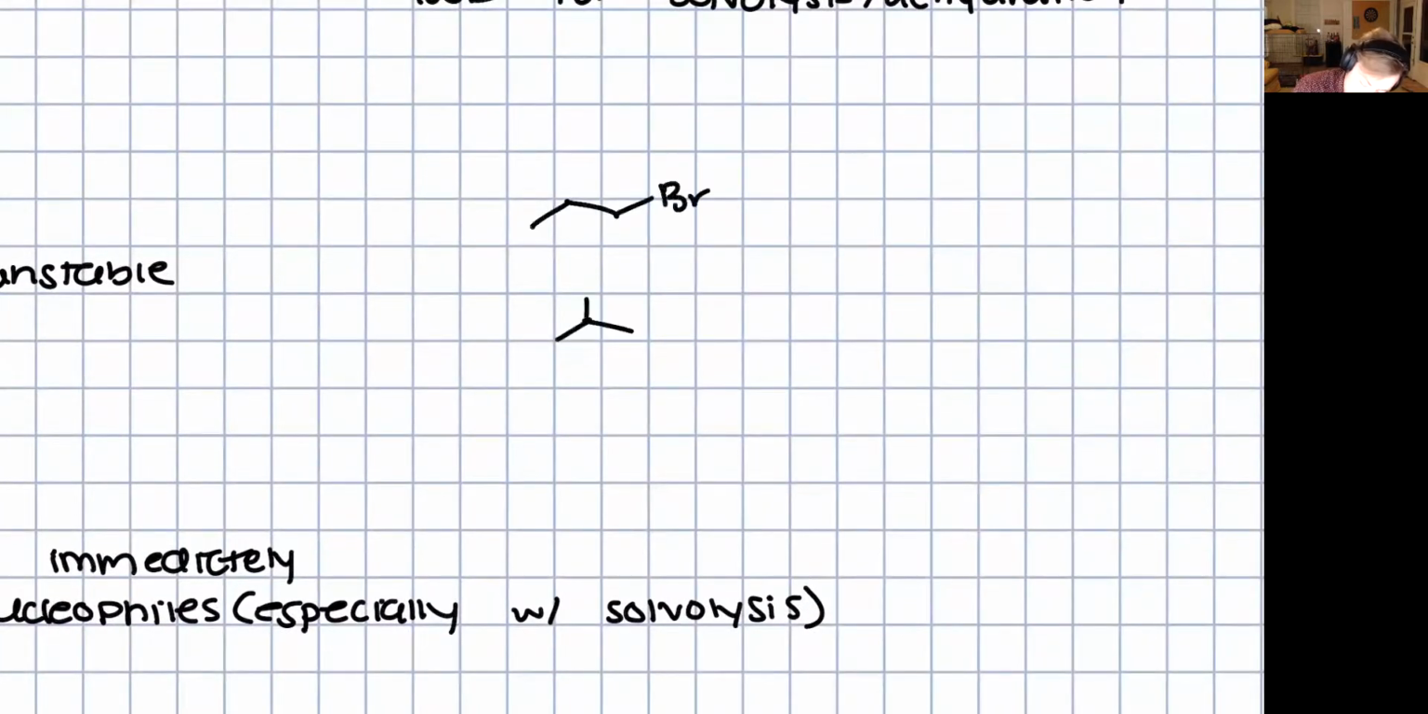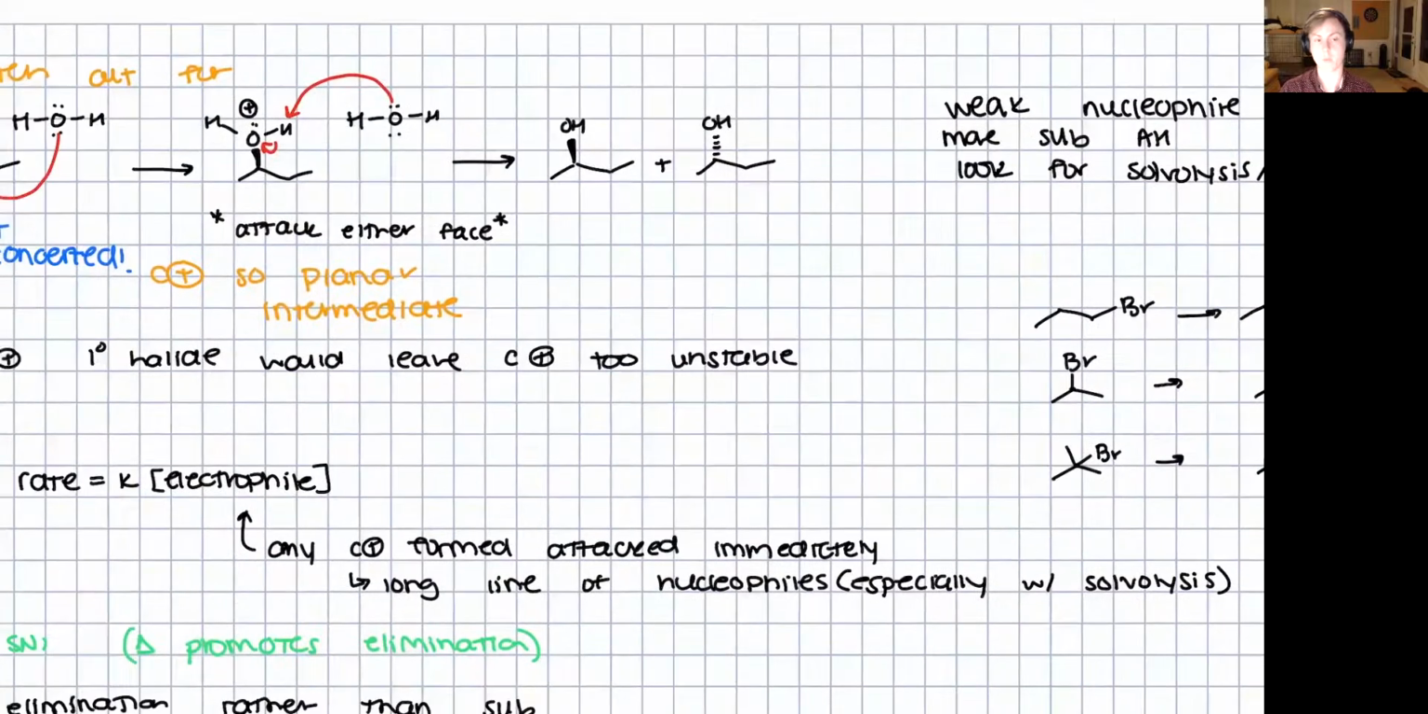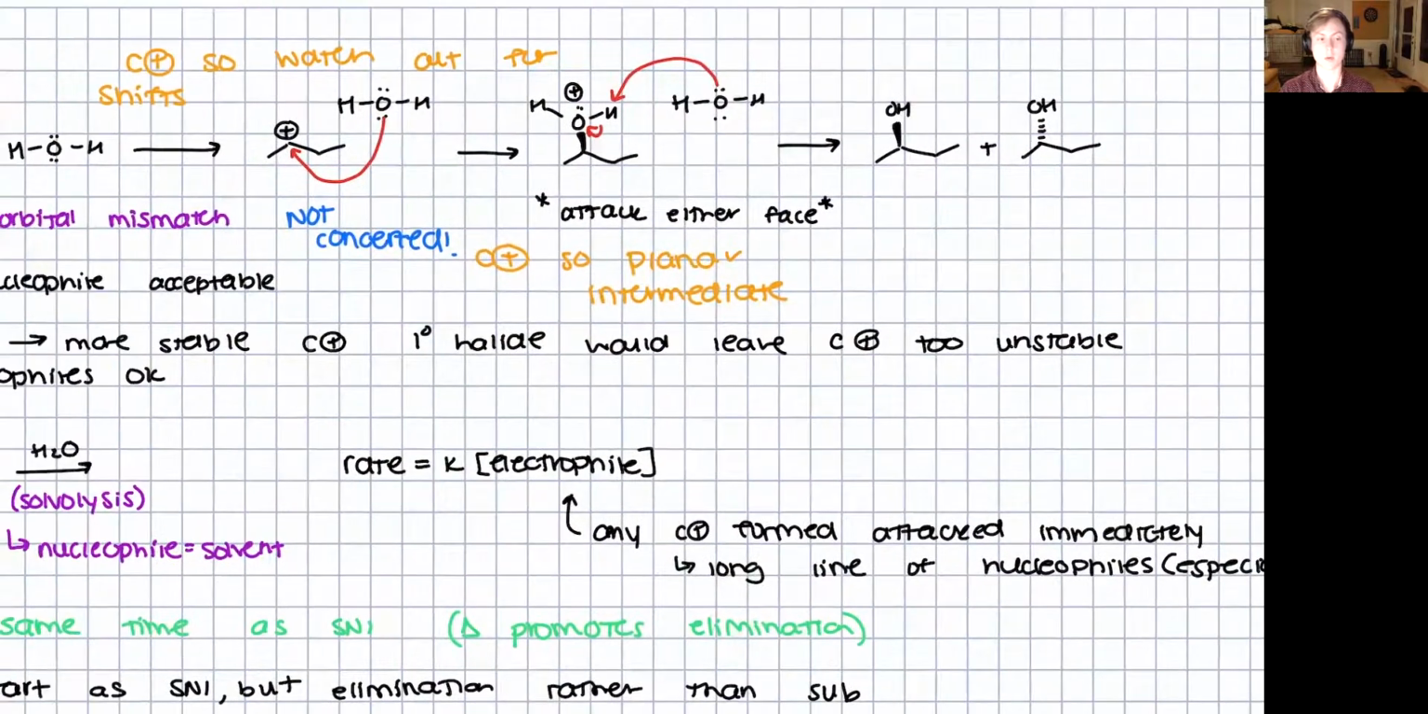If we look at all of these, once the bromine leaves, we form the carbocation, and the more substituted the carbocation, the more stable. If we have a tertiary alkyl halide, it leaves a tertiary carbocation, which is more stable than a primary carbocation. And so that's why we prefer the more substituted alkyl halides.